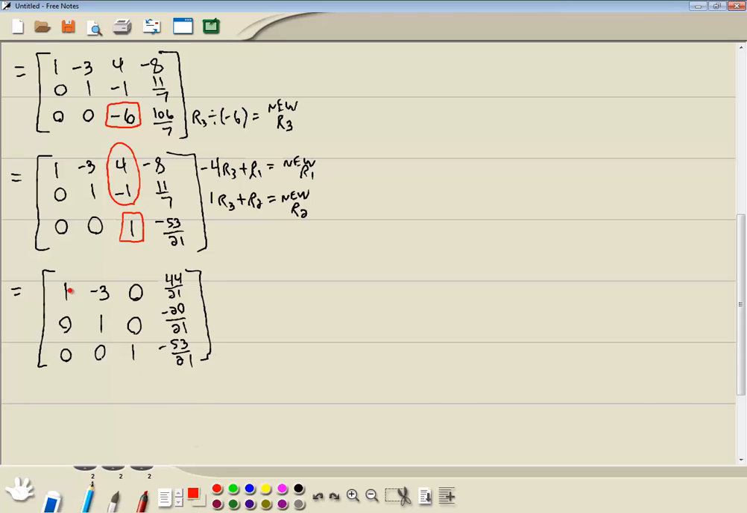Okay, so again, we're working our way back up the diagonal. We've got a 1 here with zeros above it. We've got a 1 here, and we want to get zeros above it. So you ask yourself, what do I multiply times this 1 that I can then add to this -3 to give me 0? That'd be 3. So 3 times row 2 plus row 1 is going to give us our new row 1.